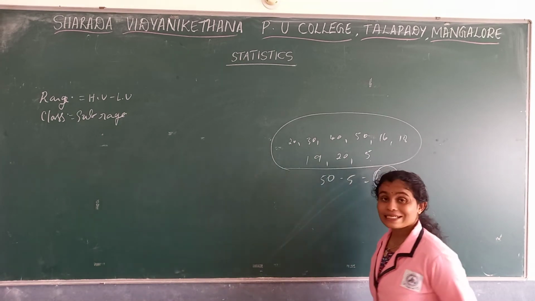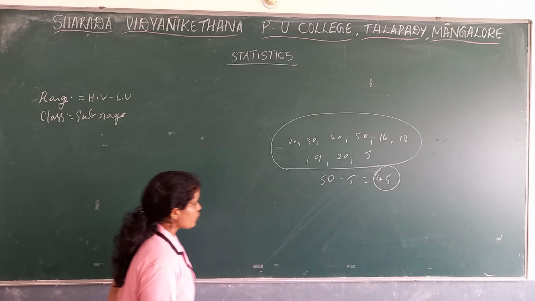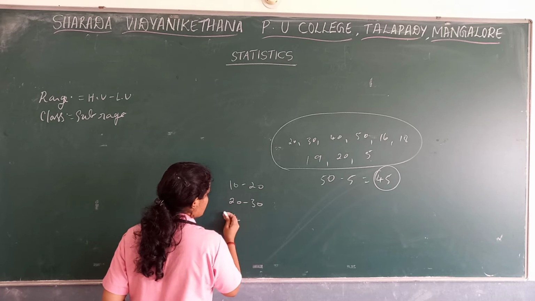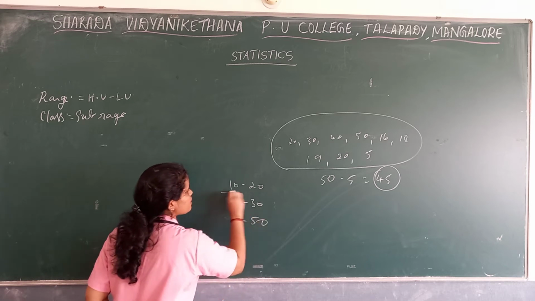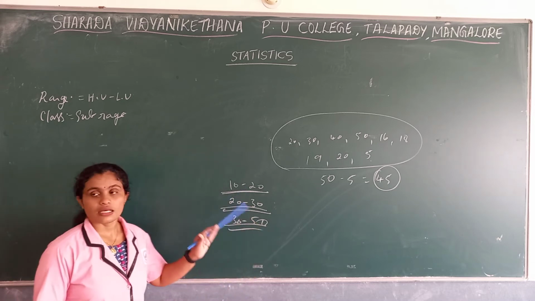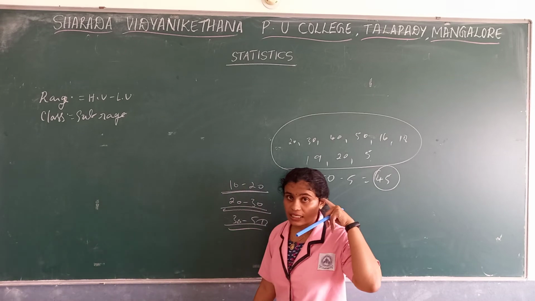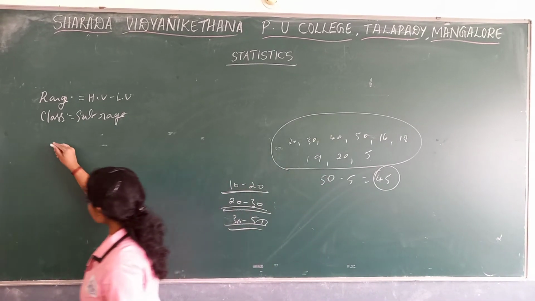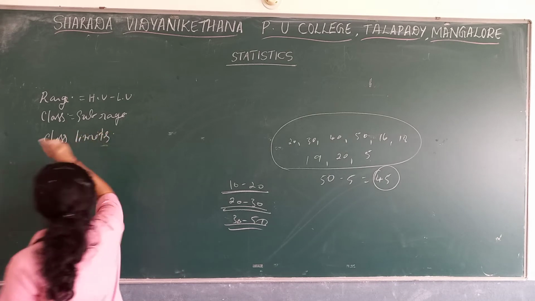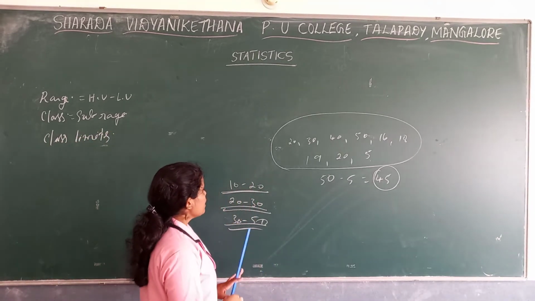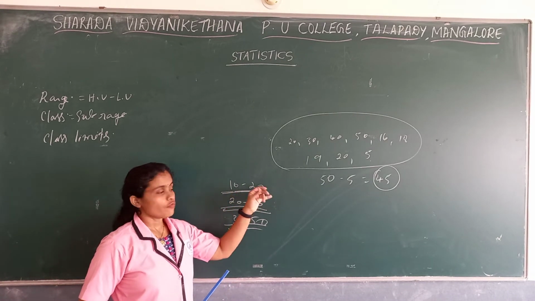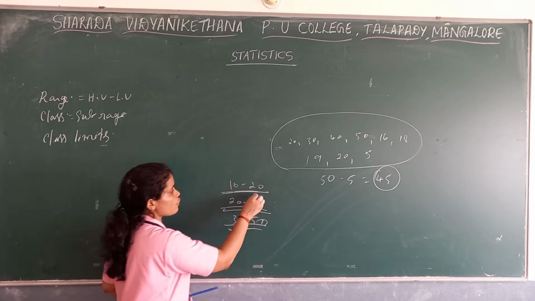Then we have seen the class. What is a class? After framing class intervals 10 to 20, 20 to 30, 30 to 40, this is one class, this is one more class, this is one more class. That sub-range is called a class. Then we have seen the class limits. Class limits are the lower value and the highest value which we have taken in a class to define the boundaries of that particular class.